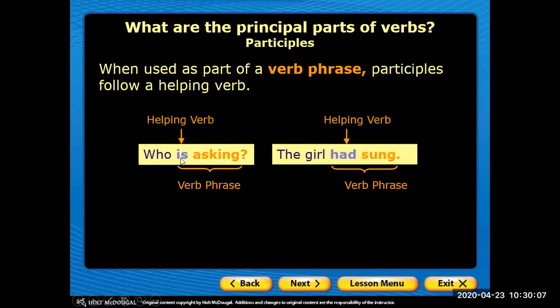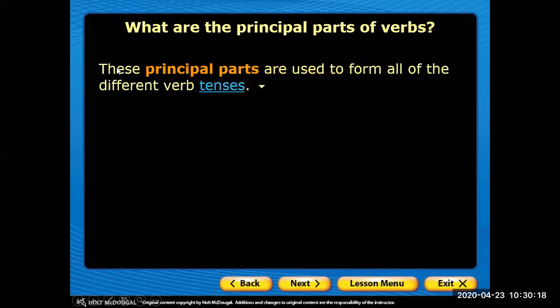So as you can see, here is a helping verb, and had is a helping verb. Here we have past present participle, but this one is called past participle. Can you read for us, Mazen? Yes. These principal parts are used to form all of the different verb tenses. What do we mean by tenses, boys?